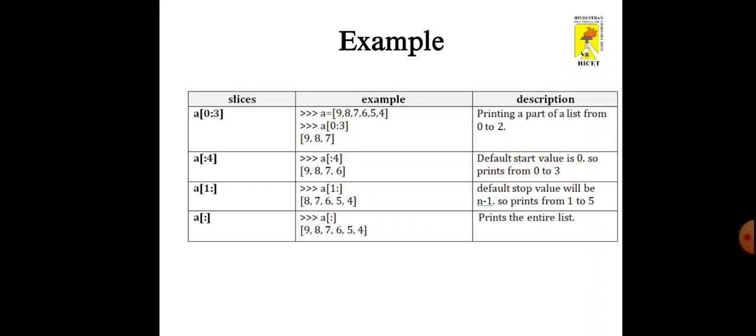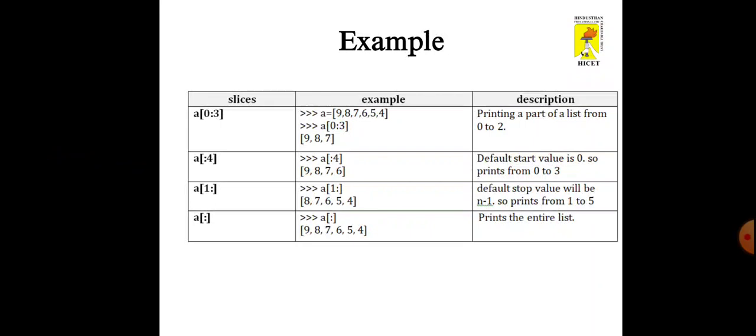In this example, you can see the different slicing operations. 0 to 3 means it starts from the 0 value up to n-1. 3 means 3 minus 1, up to 2. A of colon 4. The default start value will be 0. So it prints from 0 to 3.